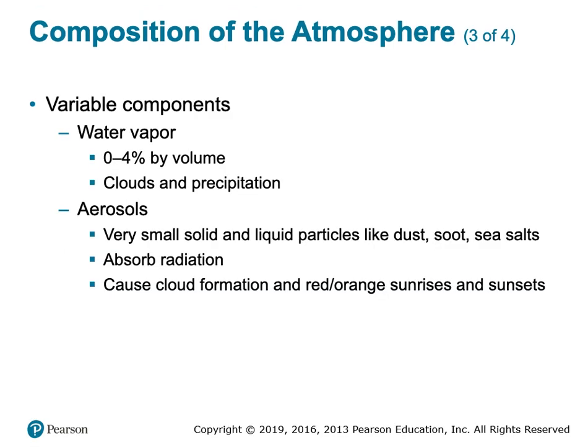Another greenhouse gas is water vapor, and the amount of water vapor in the air varies considerably from practically none to up to about 4% by volume. And water vapor is important because it is the source of clouds and precipitation. Like I just mentioned before, I described that process of water vapor rising up in the atmosphere. It will cool and condense, forming clouds and then eventually precipitating rain or snow.